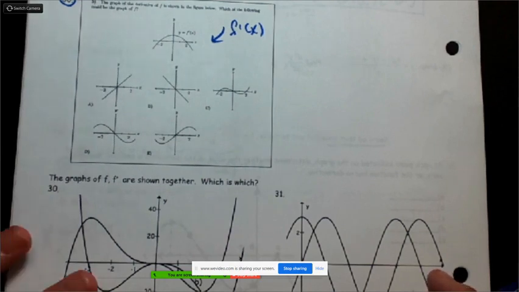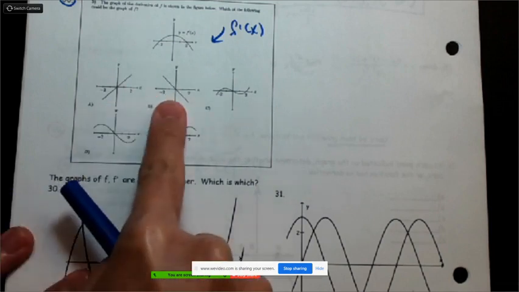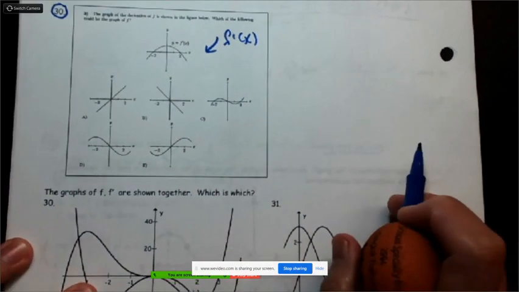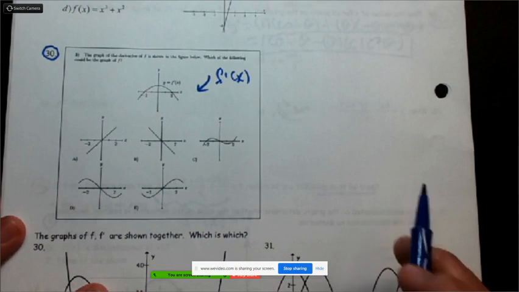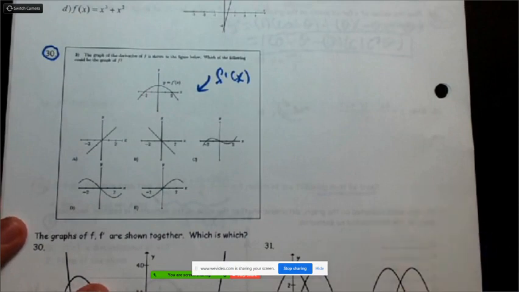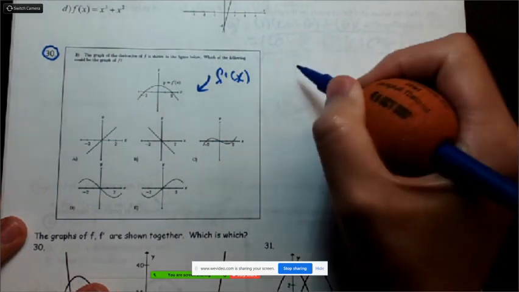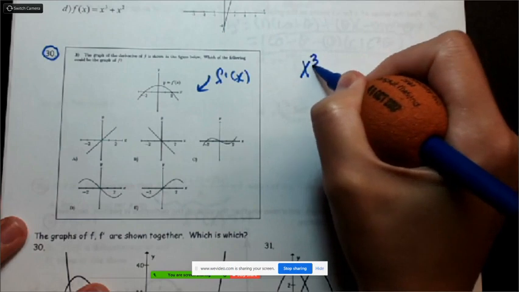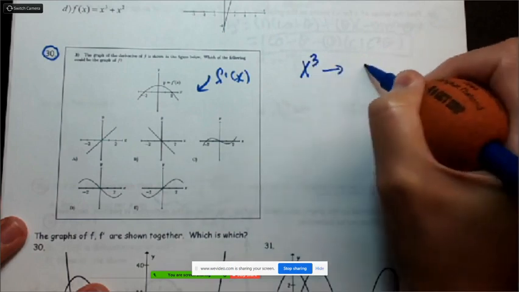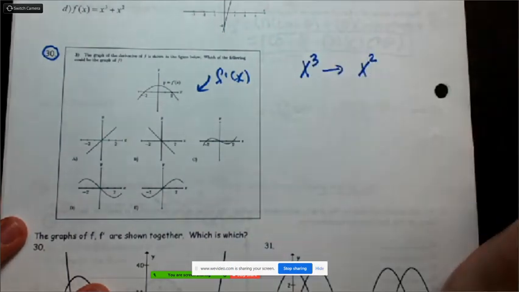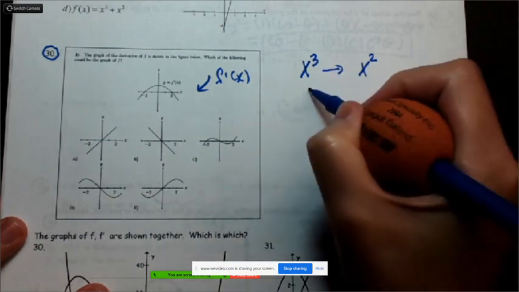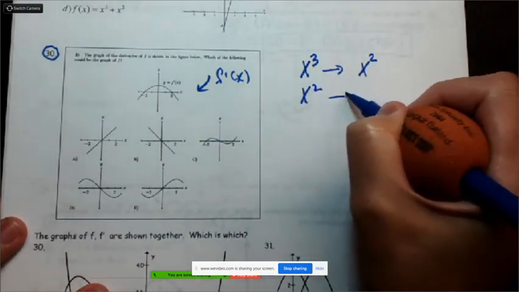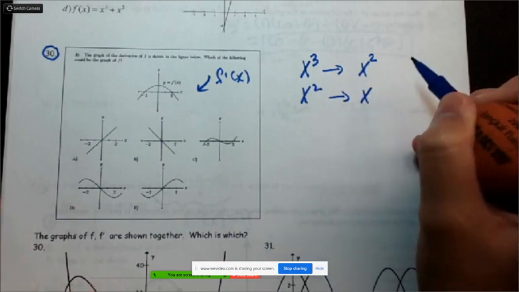The best thing for you to do is assume it's this, assume that, and so on. Now I'm going to give you a trick. You guys ready? I'm going to give you a trick that could eliminate, especially on your AP test, more than half the choices. Listen carefully. If your original function is x cubed, when you derive it, I have something x squared. You agree on that, right?